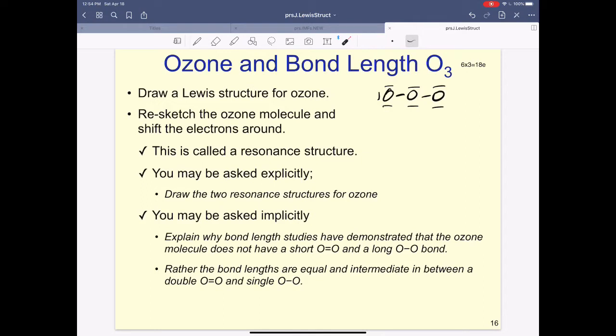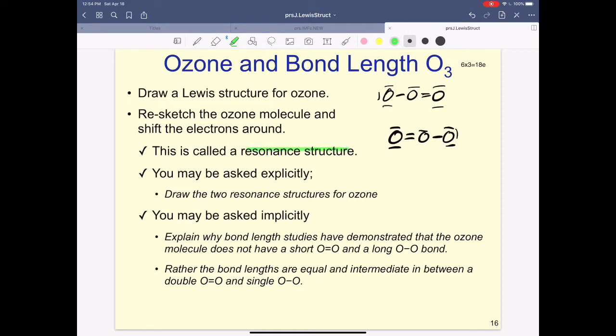Either way, we need to erase an electron unshared pair and place that electron as a double bond, resulting in ozone. But certainly we could resketch that exact same structure, but this time put the double bond on the left-hand side and end up with an equivalent structure of ozone. This is called a resonance structure.